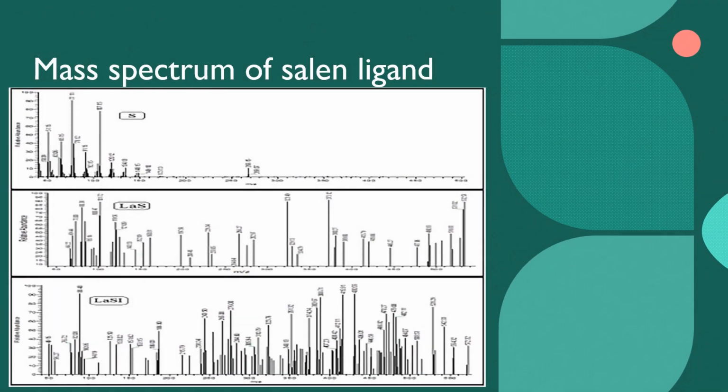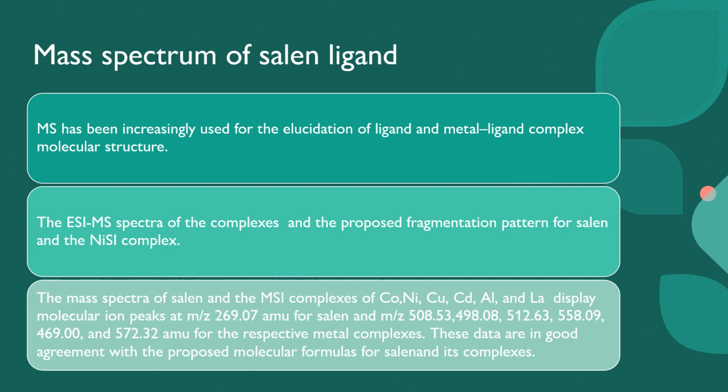And this is the mass spectrum of Salen ligand. As we know, the mass spectrum is interpreted by the proposed fragmentation pattern, and here we see the molecular ion peak at 269.07.